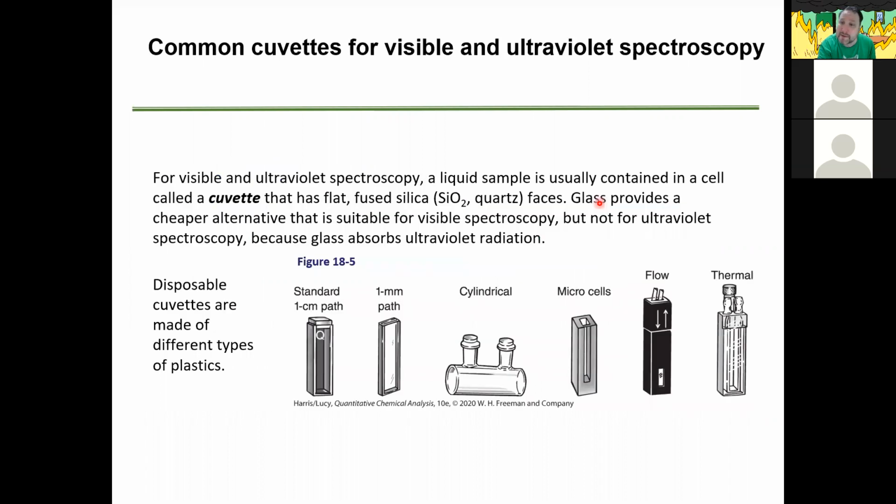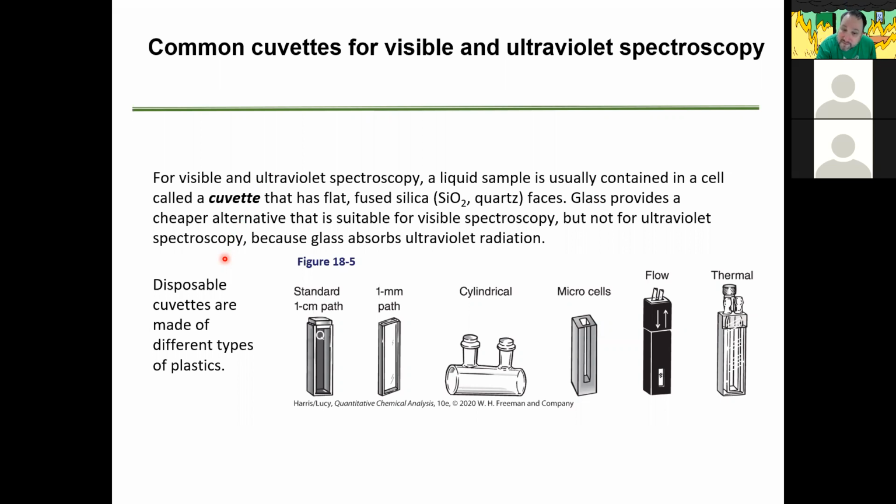Right? So some of the common cuvettes or sample holders, we're going to go from the beginning towards the end. For visible in UV vis spectroscopy, liquid sample is usually contained in a cell called a cuvette. The good ones are going to have flat fused silica SiO2 quartz faces. Glass provides a cheaper alternative that is suitable for visible spectroscopy, but not for UV vis spectroscopy because glass absorbs in ultraviolet. Nowadays, we've got plastic cells as well. So we'll see a little chart that has some of those in a second. The reason why plastic cells are becoming more common is because they're cheap, right? We will see the cost of some of these things in a second.